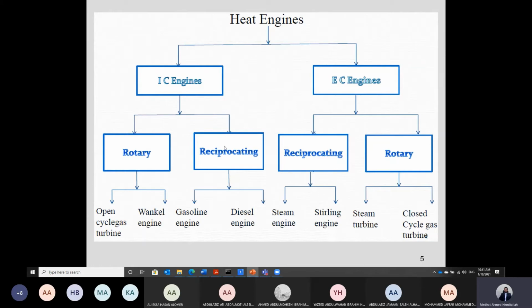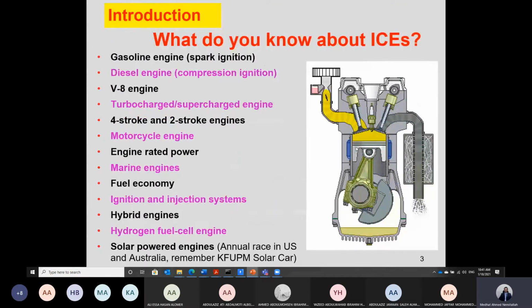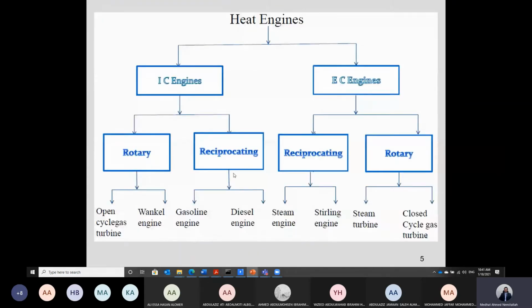Internal combustion engine can be a reciprocating engine, like here, Shabab, the piston is reciprocating. We call the internal combustion engine a reciprocating engine, like the gasoline engine and diesel engine, or it can be rotary, like the Wankel rotary engine. Or in case of a gas turbine, it is a rotary motion, a rotary machine. We call it in this case a rotary internal combustion engine.